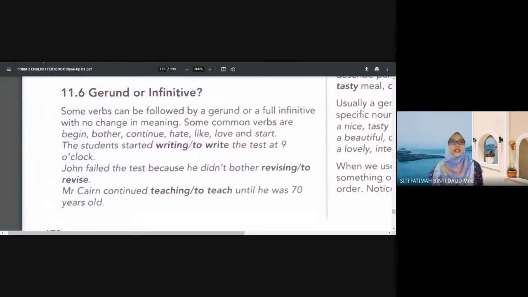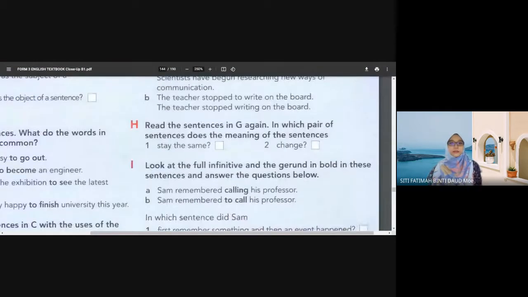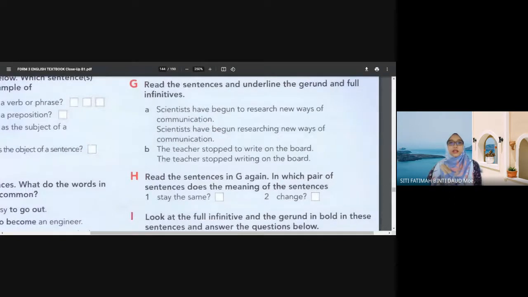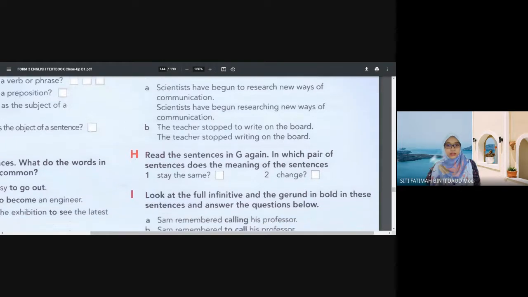Okay? Right. So go back to page 143 here. Scientists have begun to research new ways of communication. Scientists have begun researching new ways of communication. Okay, and B, the teacher stopped to write on the board. The teacher stopped writing on the board. So we have to research and researching, to write and writing.